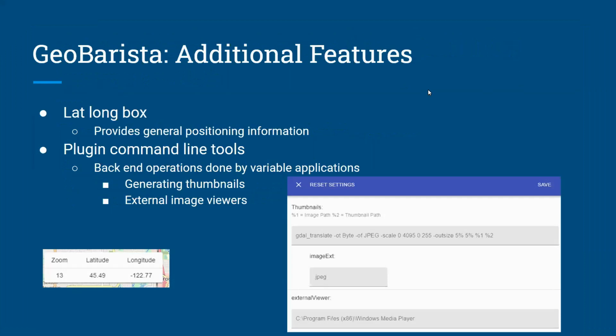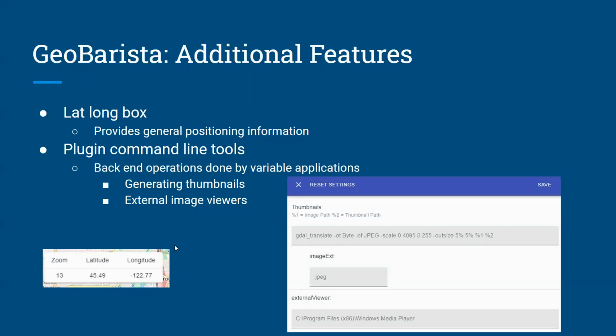All right. So, additional features. The lat long box is a minor addition that we made. You can see it down at the bottom left here. It gives you your zoom level, your latitude and longitude, and a general idea of where your screen is centered on the globe. It's not huge, but definitely, it's there.